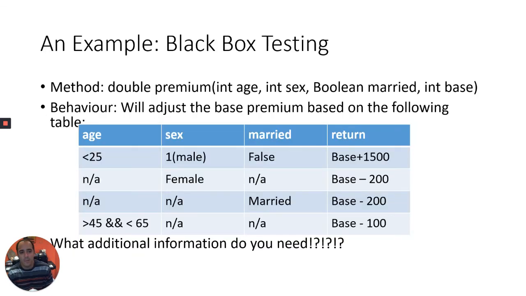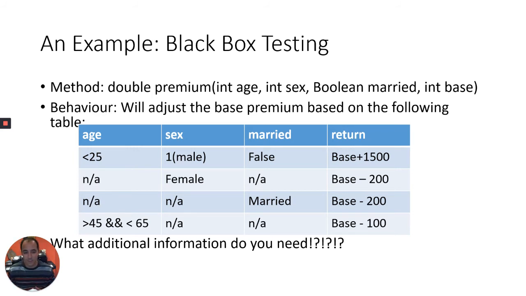Here's a quick example of black box testing. I have a method, and it has a behavior. It's supposed to adjust the base premium based on some information. We've got age, sex, and whether somebody's married. Think of it like an insurance premium. Based on your age, your premium might go up or down. Based on your gender, it might go up or down.